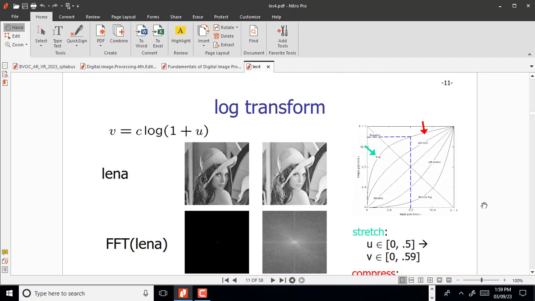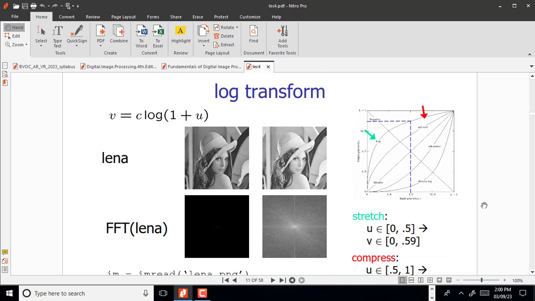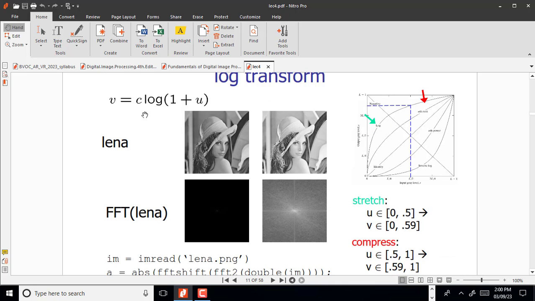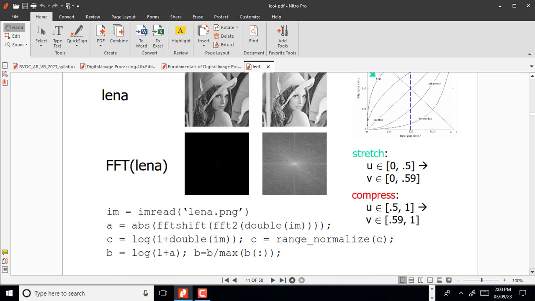So here the log transformation depends on the value v equal to c log of 1 plus u. That is a point operation. We will look at the Lena picture. Here this is the post Fourier transformation of Lena. We will see the types of pictures projected from these values.